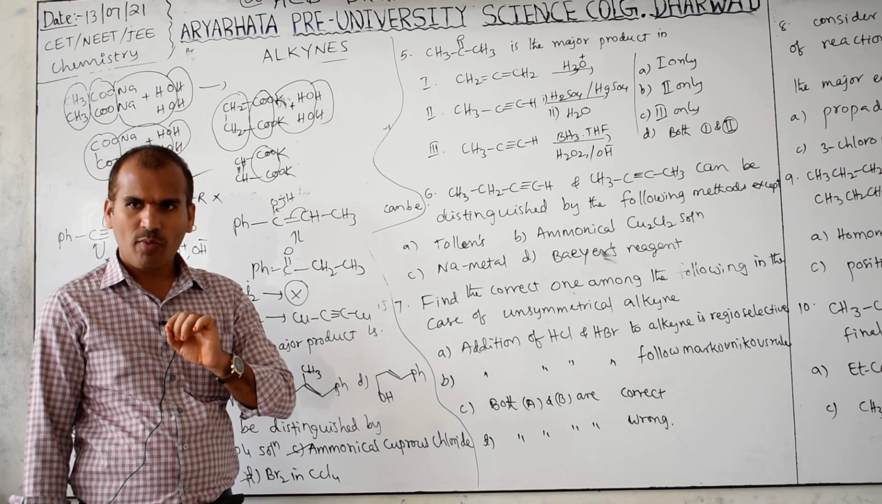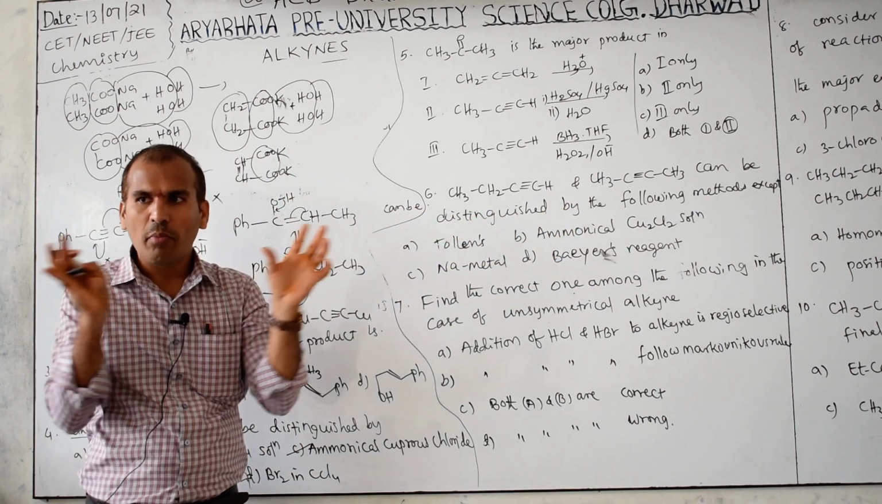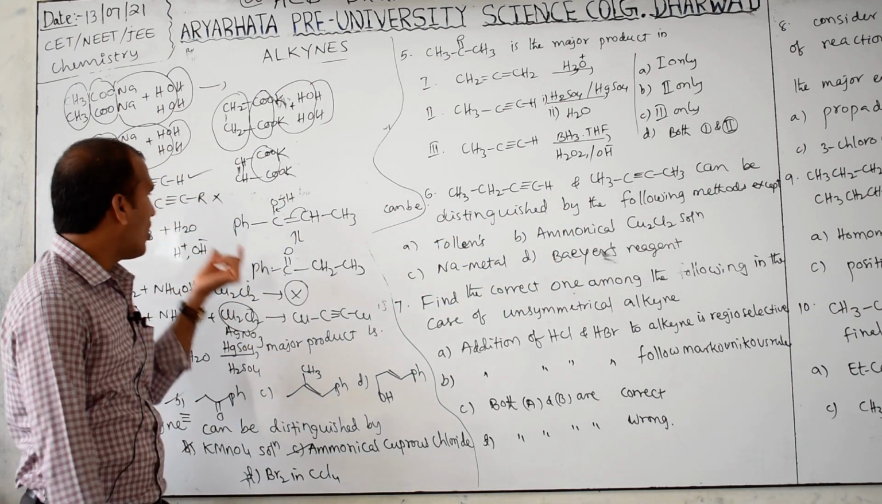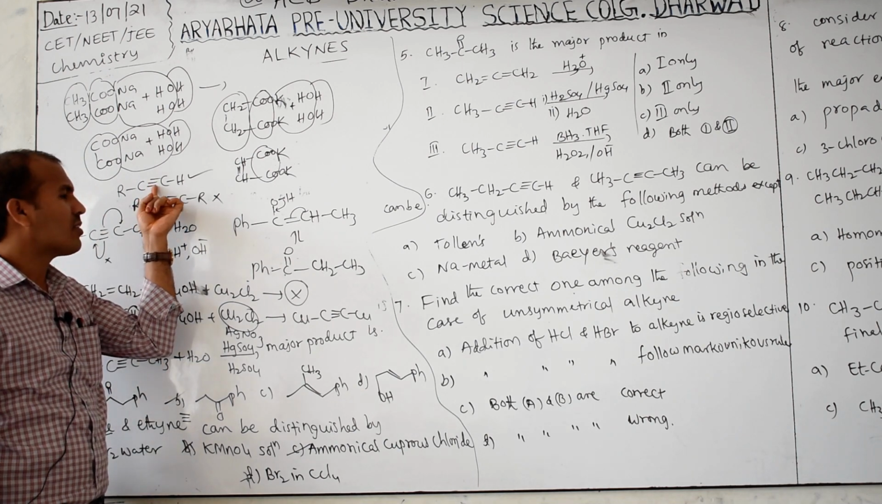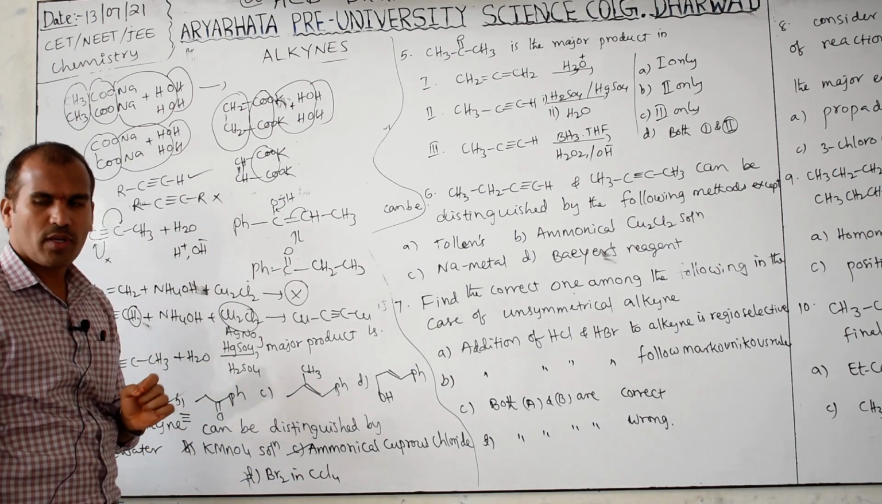Terminal means the triple bond may be present at the right-side end or the left-side end. If it is present in the middle, do not give it. This is called an internal alkyne. This is called a terminal alkyne. This point is very important. You have to note it down in your notebook.